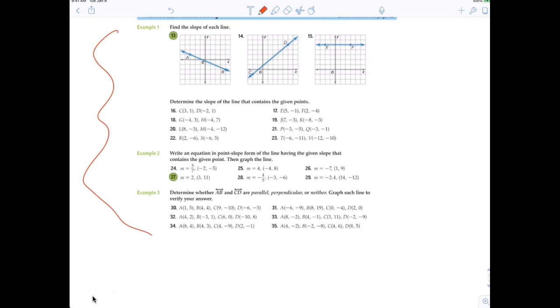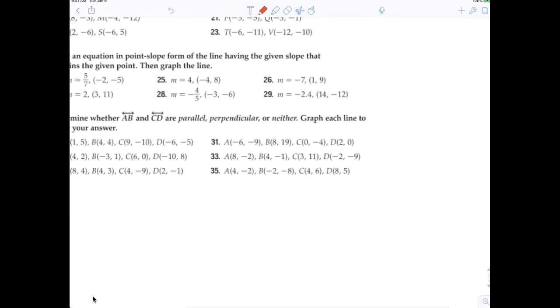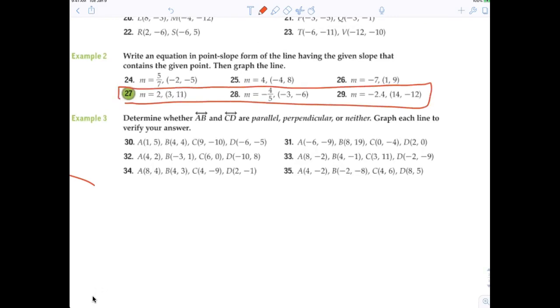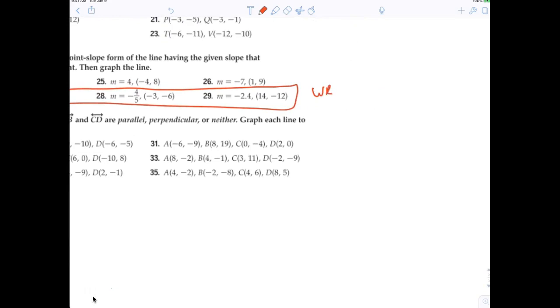However, I'm going to change this. I want you to underline or highlight 27, 28, 29, and I want you to write in slope-intercept form, just to review. All right, slope-intercept form was just what? Y equals mx plus b.